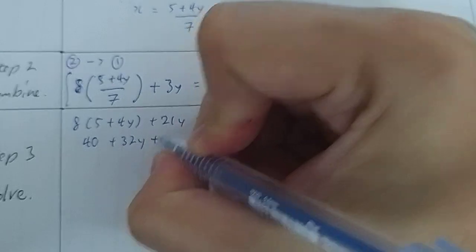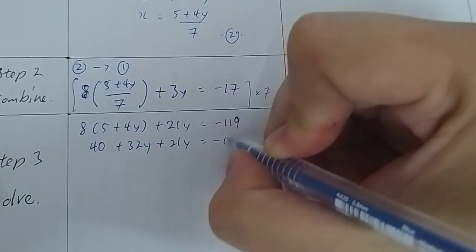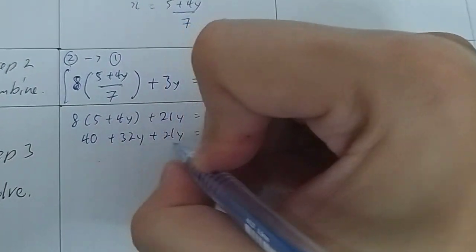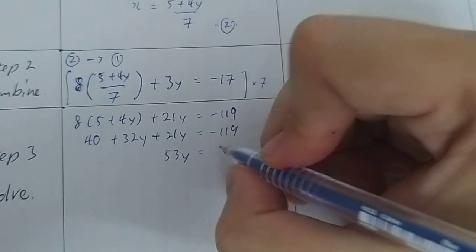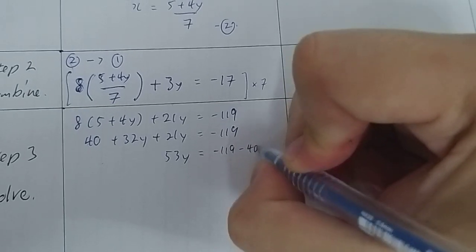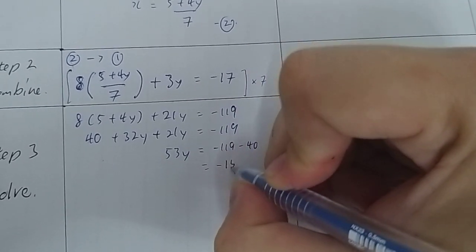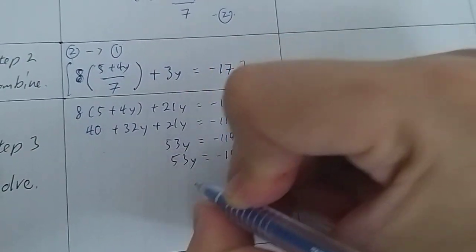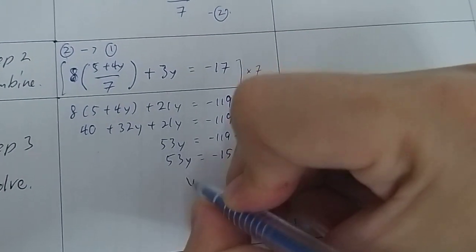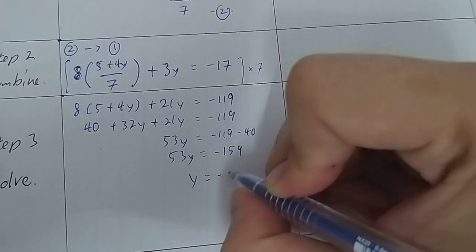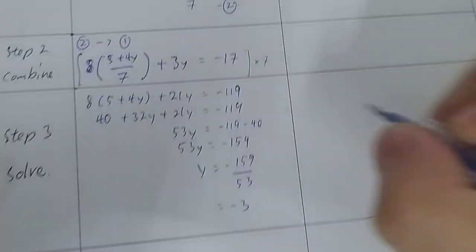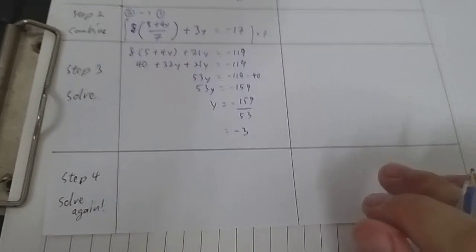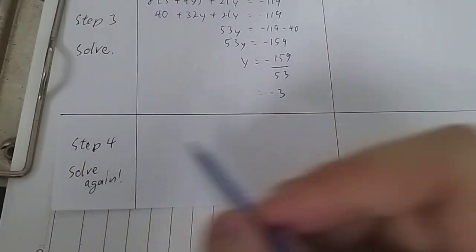Then you slowly solve this. So 40 plus 32y plus 21y equals negative 119. These two add together, I get 53y equals negative 119 minus 40, which gives negative 159. So 53y equals negative 159, and y equals negative 159 divided by 53, I get negative 3. But it's not solved finish, because we need to find x.